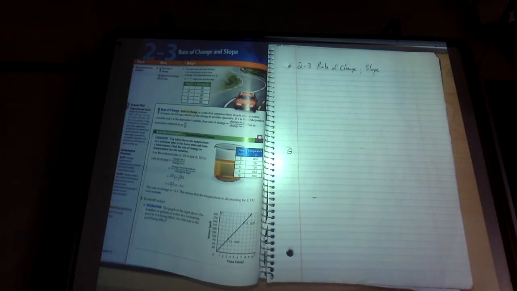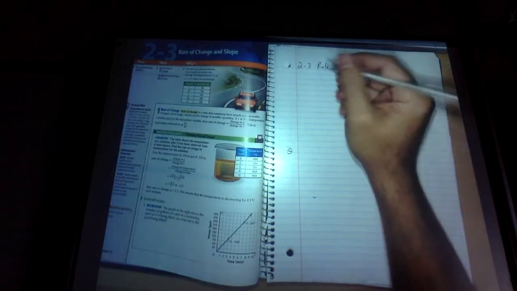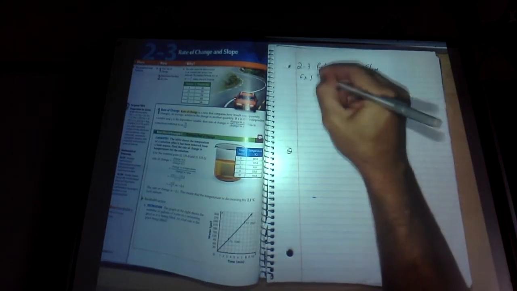We're on page 76 in your book, so we're going to be able to find the rate of change today and then use a little formula to find the slope of a line. Let's just jump on in to example 1.